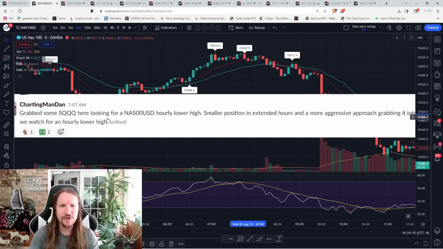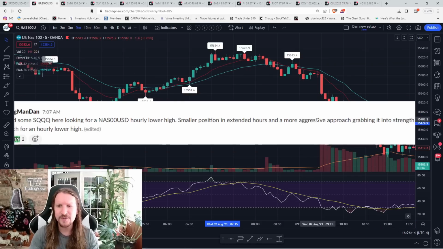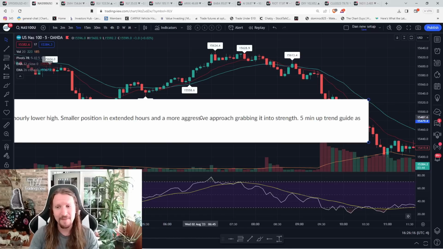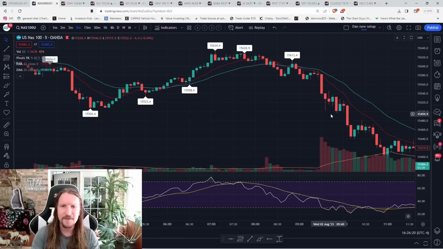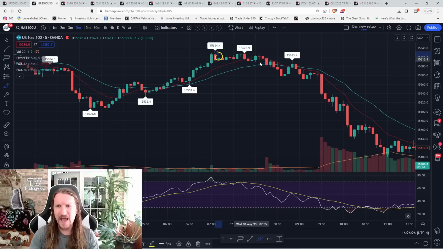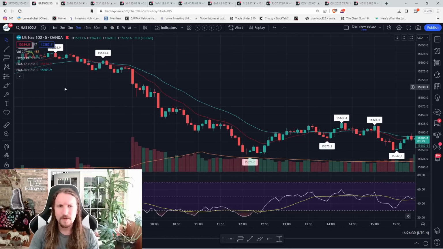So grab some SQQQ here, looking for the hourly lower high, smaller position in extended hours, a bit more aggressive because I'm grabbing it into strength, and the 5-minute uptrend will be my guide. And so that is pretty much right here. And then it played out really nicely from there. I was making some other trades, but as far as my main focus, it was that QQQ trade.